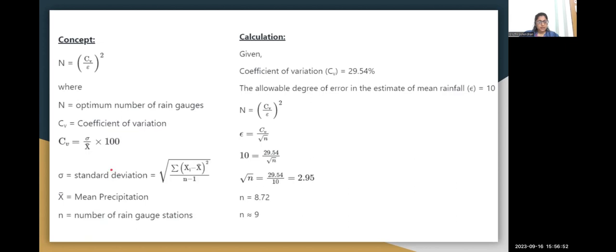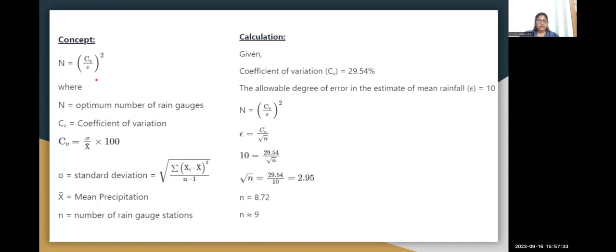Again, the formula used for standard deviation is this. If xi is the value of rainfall at a particular rain gauge station, we will find the mean value of the rainfall. Sum of xi minus x bar the whole square, divided by n minus 1, the whole root, will give the standard deviation. Now that standard deviation divided by the mean will give you the coefficient of variation. So if the coefficient of variation is not given, making use of the standard deviation equation and the coefficient of variation equation, we can find the coefficient of variation, substitute in this formula and find the optimum number of rain gauge stations.